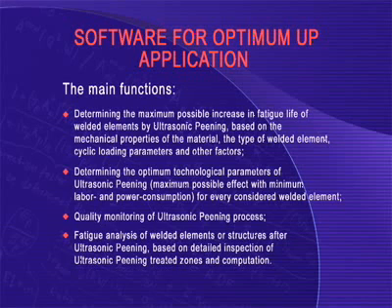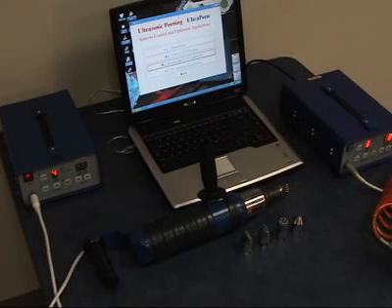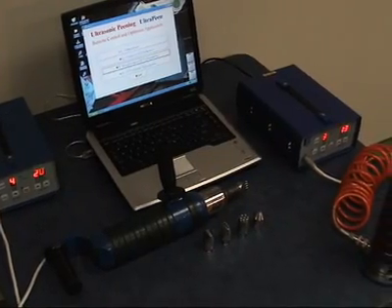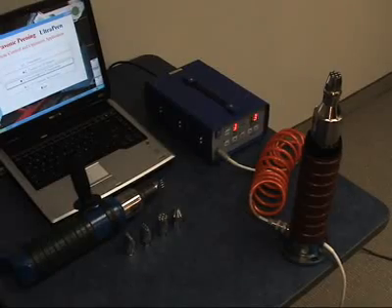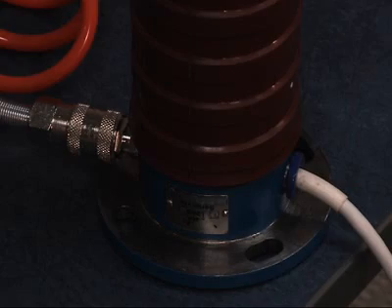Determining the optimum technological parameters of the ultrasonic peening, maximum possible effect with minimum labor and power consumption for every considered welded element. Quality monitoring of the ultrasonic peening process. Fatigue analysis of welded elements or structures after ultrasonic peening, based on detailed inspection of ultrasonic peening treated zones and computation. The ultrasonic peening process could be used manually and in robotic mode for improvement treatments.